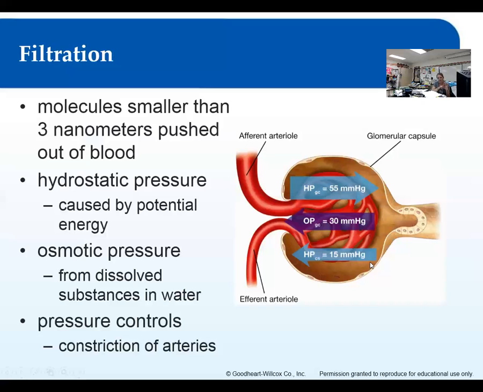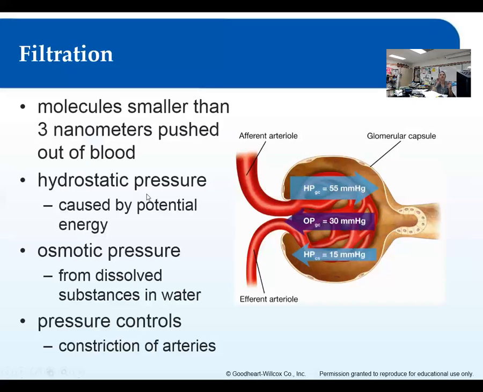Now, the reason that this works is that there is some serious pressure going on. We've talked about filtration before. It's non-selective, so it doesn't pick and choose what's going to come out. It's just what fits through the fenestrations or the pores that leaves. Okay, so there's very high pressure inside here, this glomerulus.